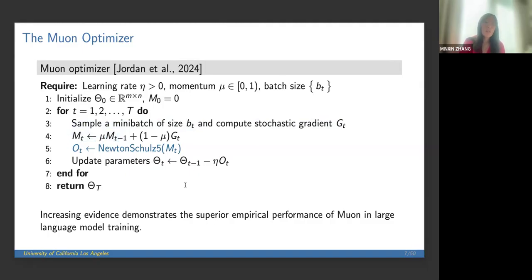A standard SGD would use this momentum to update the trainable parameters in neural networks, which are usually matrices like weight matrices. What's different in this new Muon optimizer is that instead of directly using M_t, the momentum, it uses the so-called Newton-Schulz algorithm to approximately orthogonalize this momentum matrix, and you get O_t, and then use O_t to update your weight matrices.